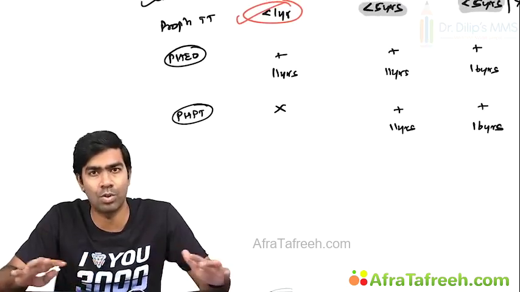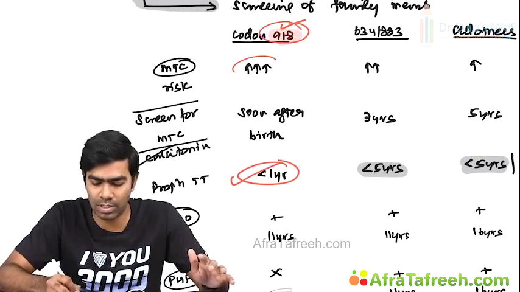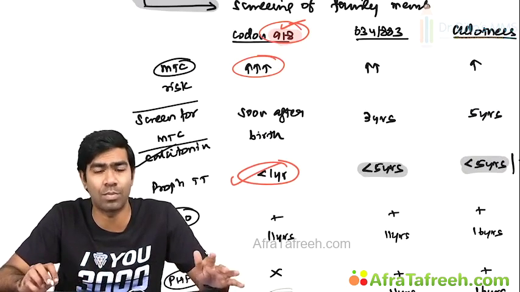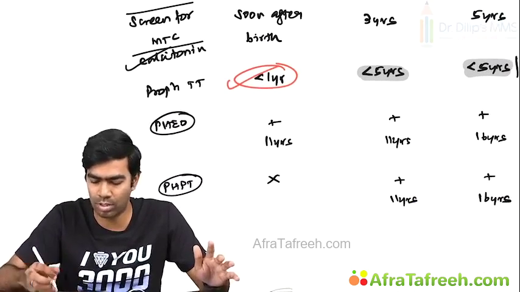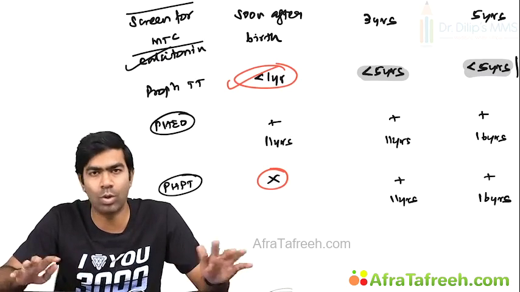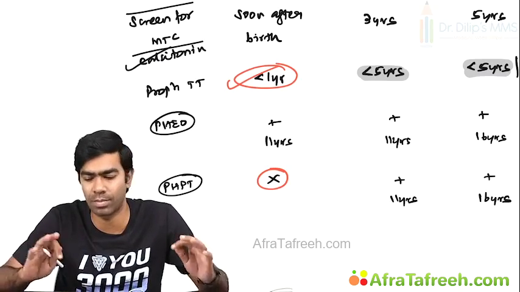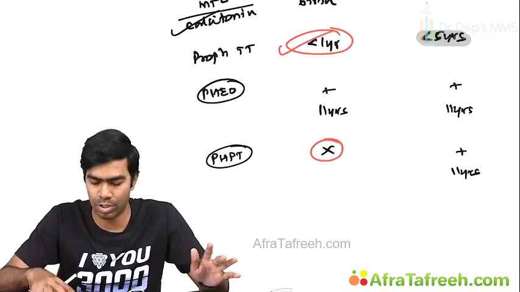For 918, you don't need that, because even though this mutation is associated with the highest risk of MTC and aggressive forms of MTC, they do not have a risk of developing parathyroid adenoma. Clear, there is no need for screening for parathyroid adenoma and primary hyperparathyroidism if it's a 918 mutation.